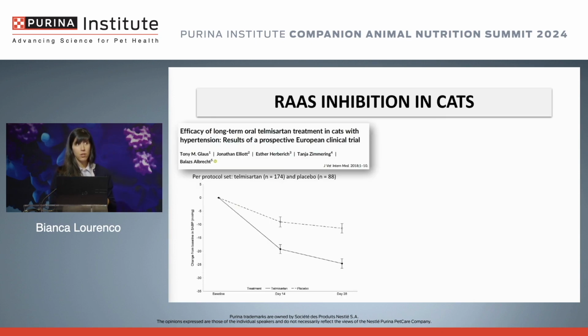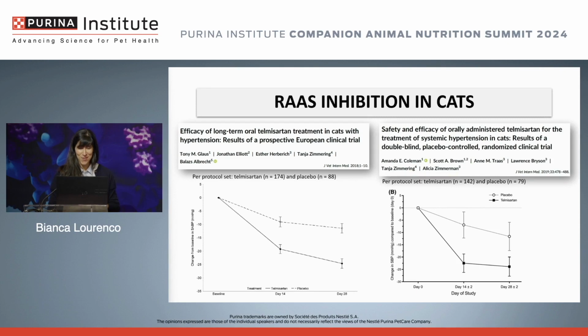Now, there have been 2 very nice, large, randomized placebo-controlled studies that have looked at the effects of telmisartan on hypertension, one in Europe and another one in the United States. Both of them showed significant reductions in blood pressure relative to placebo over time. However, these studies did not look at progression or survival, so it's still unanswered whether that could be a benefit to these cats.